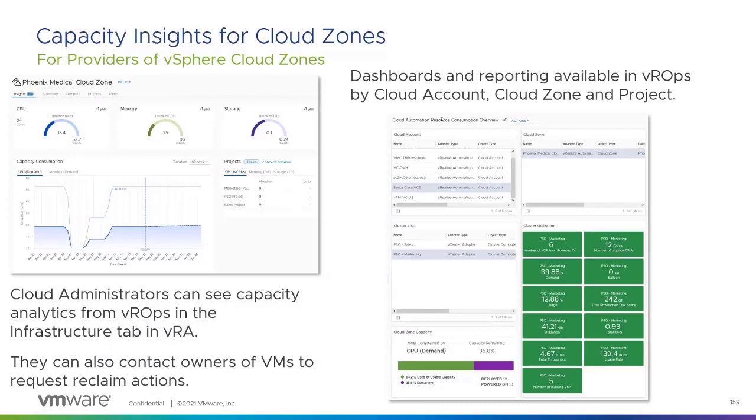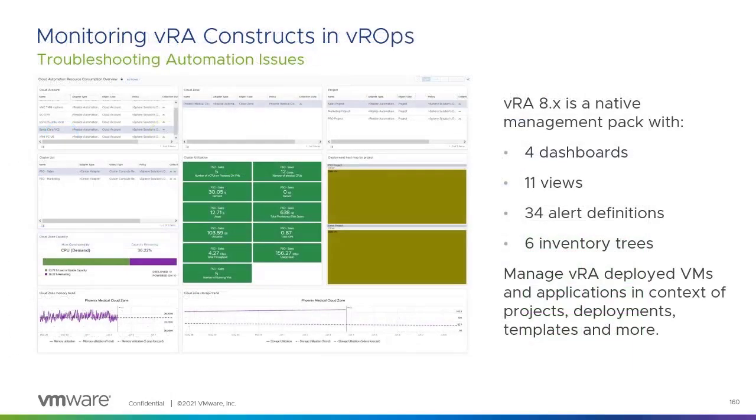Likewise, the cloud providers need up-to-date and easy-to-understand capacity information to effectively operate their clouds. They too can see VM right-sizing recommendations and encourage the owners to take action. They get breakdowns by cloud account, cloud zone, and project to provide useful visibility about resource usage and capacity in the context understood by the cloud admin.